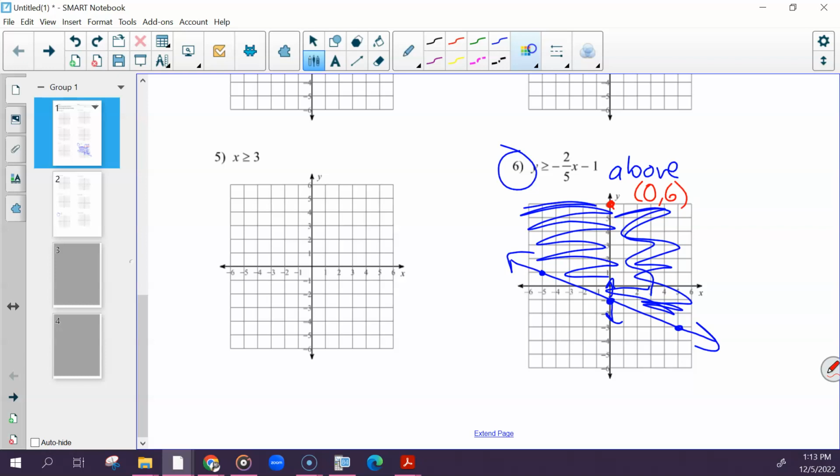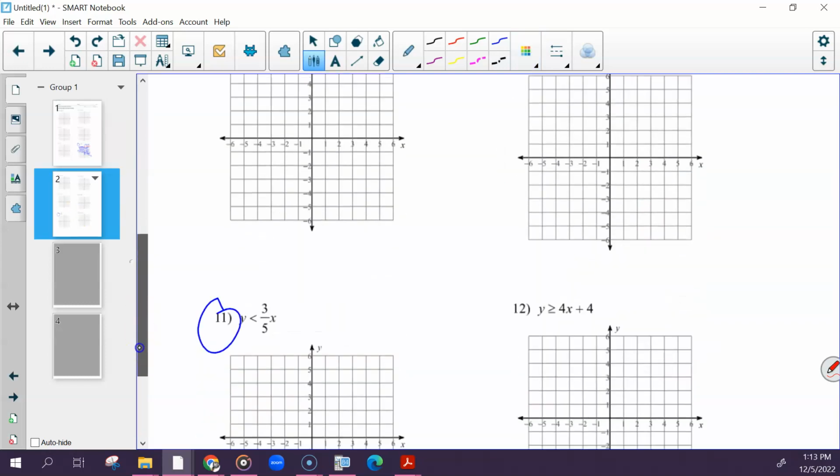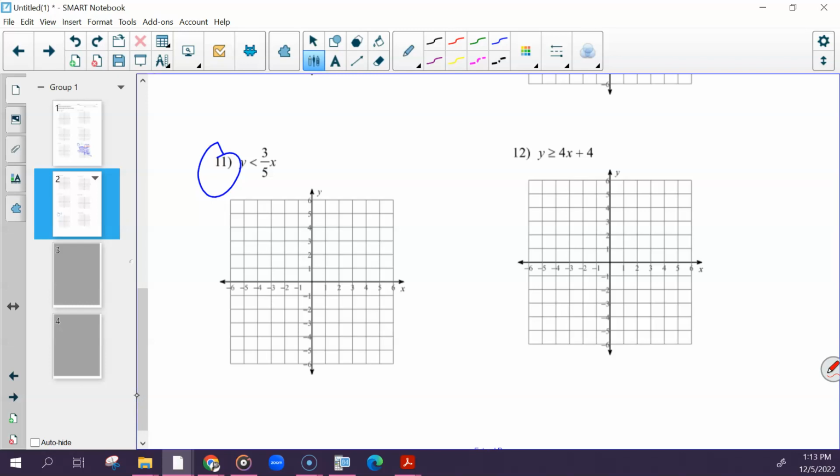Alright, questions on that one? And then flip over so we can do 11. What is our y-intercept here? 0. We just don't see it. So then our slope would be 3/5. Go up 3 to the right 5, down 3 to the left 5.